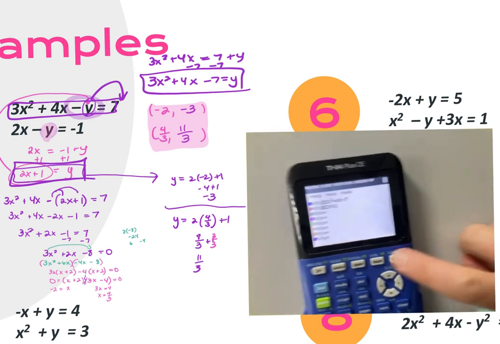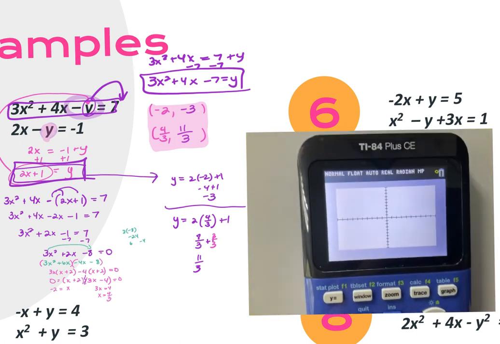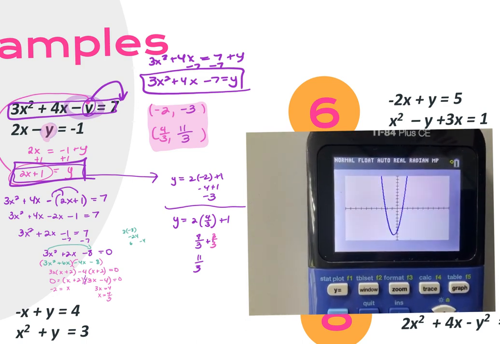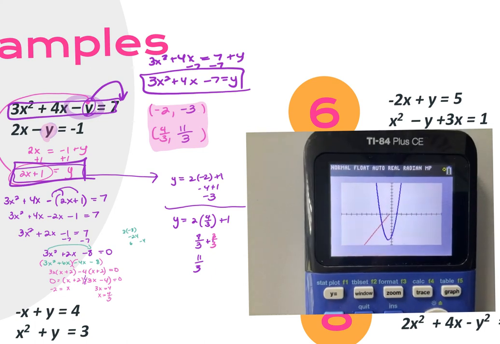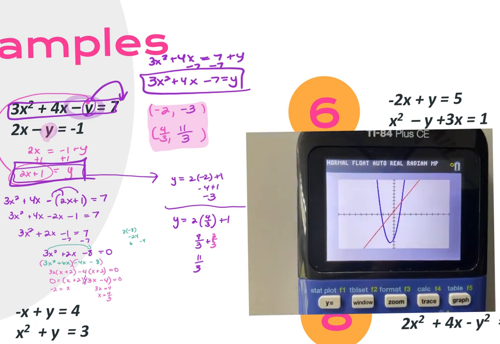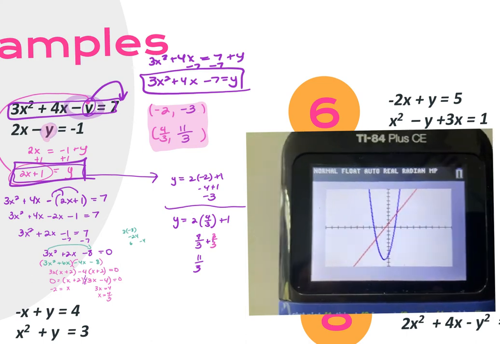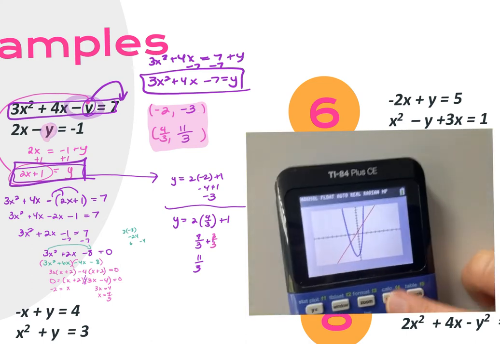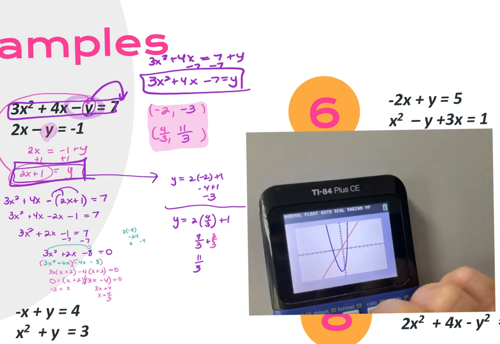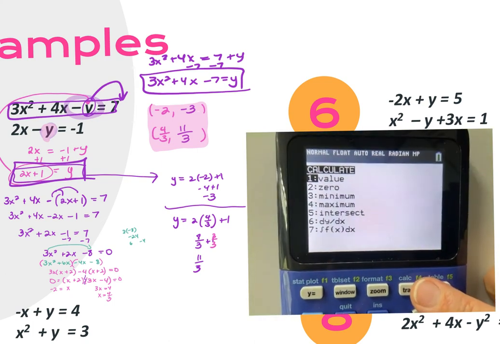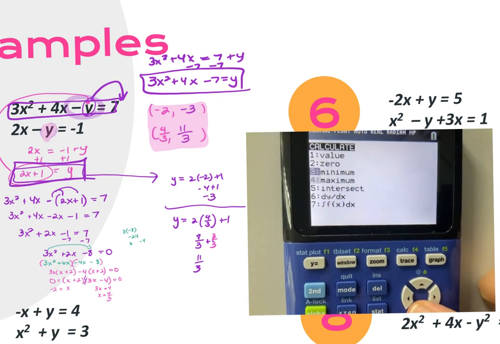All right, so I typed them in, and then I hit graph. There's the parabola, so that's the top one. And then there's my line, that's the second one. So if I wanted to find exact intersections, I go second, calc, which is above the trace menu, and I go to intersect.